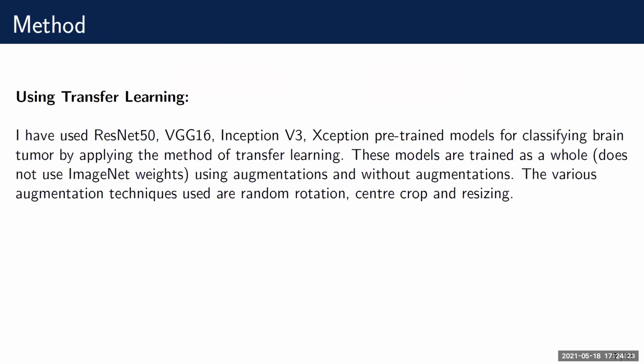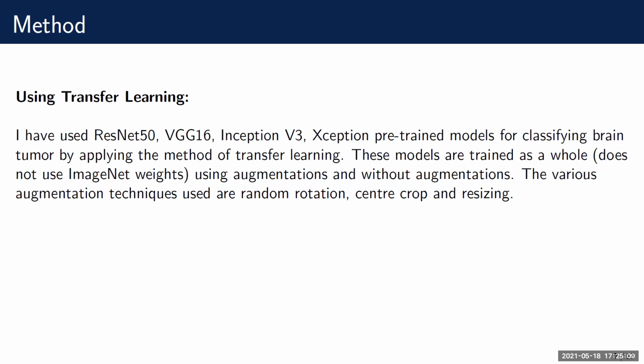So coming to the method, here I have used two methods. One is using transfer learning and one is using GAN as a pre-trained model. First I will discuss using transfer learning techniques. In my research, I have used some pre-trained models like ResNet 50, VGG16, Inception V3, and Xception for classifying brain tumor. By applying the method of transfer learning, these models were trained as a whole, without using ImageNet weights, by using augmentation and also without augmentation. I have given a comparison at the end, which I will be showing later.